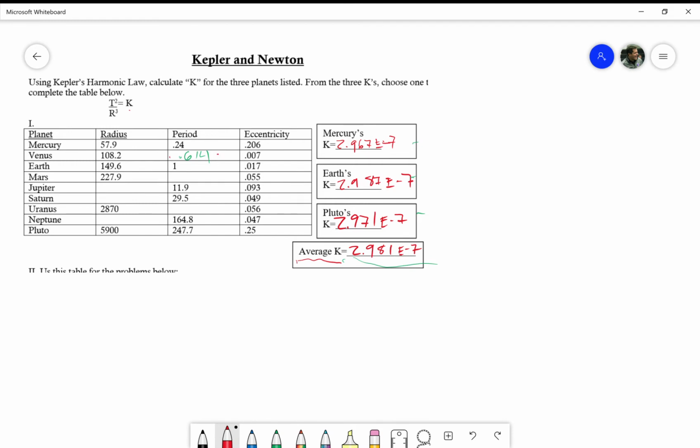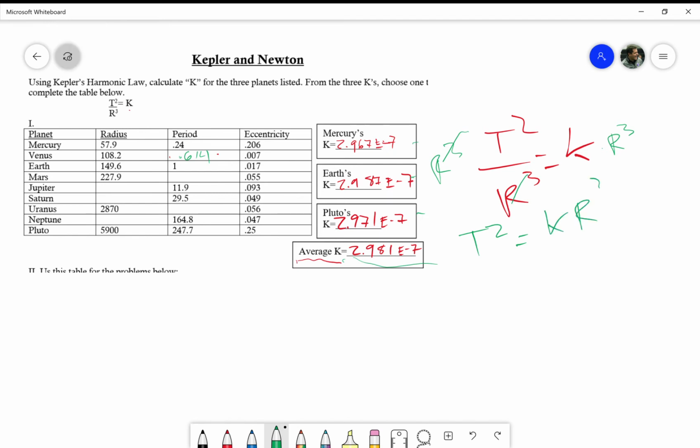This one I'm going to show how to solve for radius, like Jupiter. So with Jupiter's radius, we're given T squared over R cubed is equal to the constant K from Kepler. But now we're going to solve for radius R. So what we're going to need to do first is multiply both sides by the radius cubed. Do it on both sides. They cancel out. So I have T squared equals K R cubed.